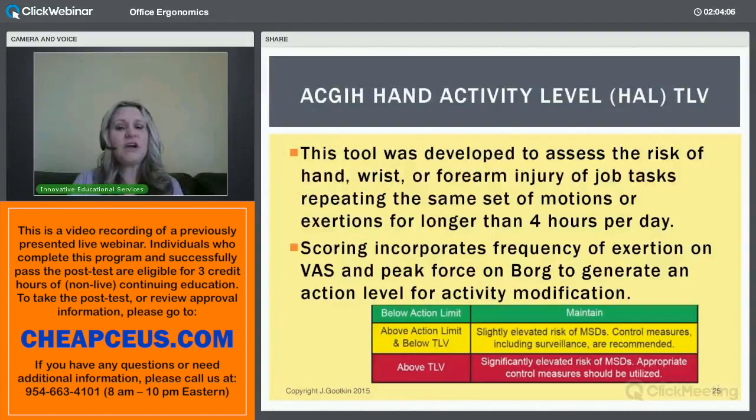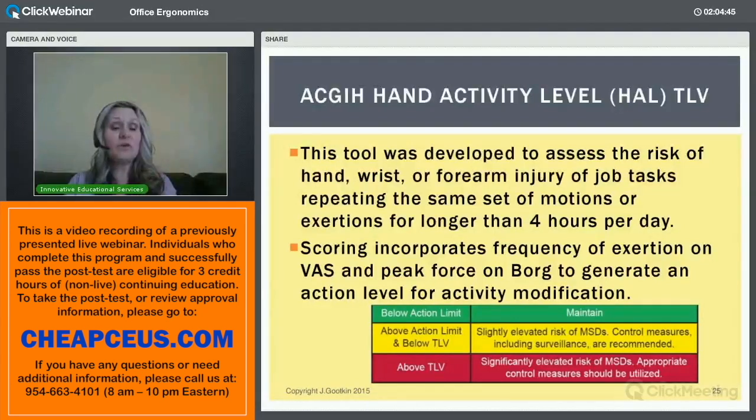The ACGIH hand HAL TLV. Everybody wanted their initial in this. And if you're curious, this tool comes from the American Conference on Governmental Industrial Hygienists. Who even knew they existed, but I discovered them in my research. And it's actually a very interesting tool. It looks at the hand activity level, so particular occupational therapists may be interested in this, and it looks at a threshold limiting value.